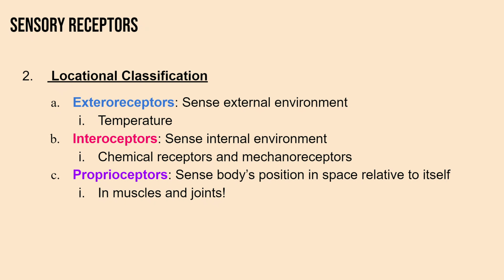Proprioreceptors sense the change in the body's position. So like if you're on a roller coaster and you're upside down, you know you're upside down, and that's the proprioreceptors. And they're located in muscles and joints.